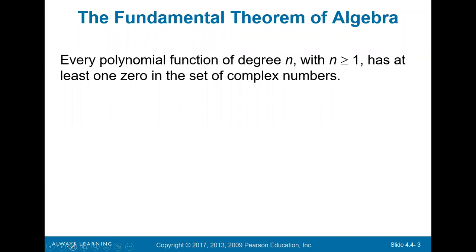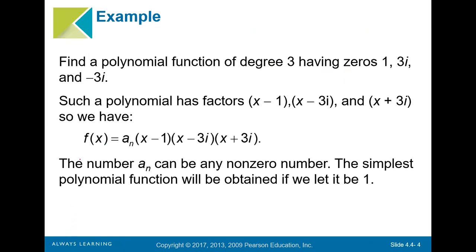Okay, the fundamental theorem of algebra. Every polynomial function of degree n, with n greater than or equal to 1, has at least one zero in the set of complex numbers. So, find the polynomial function of degree 3 having zeros of 1, 3i, and negative 3i. So what does this tell me?